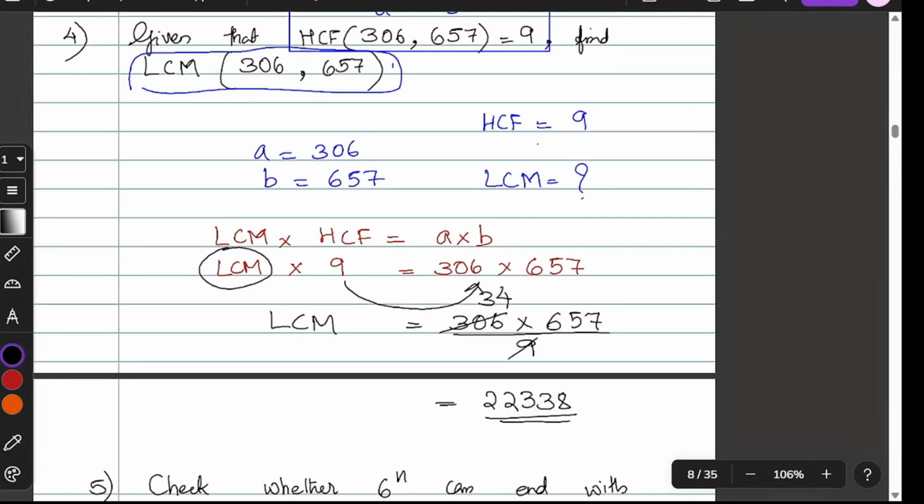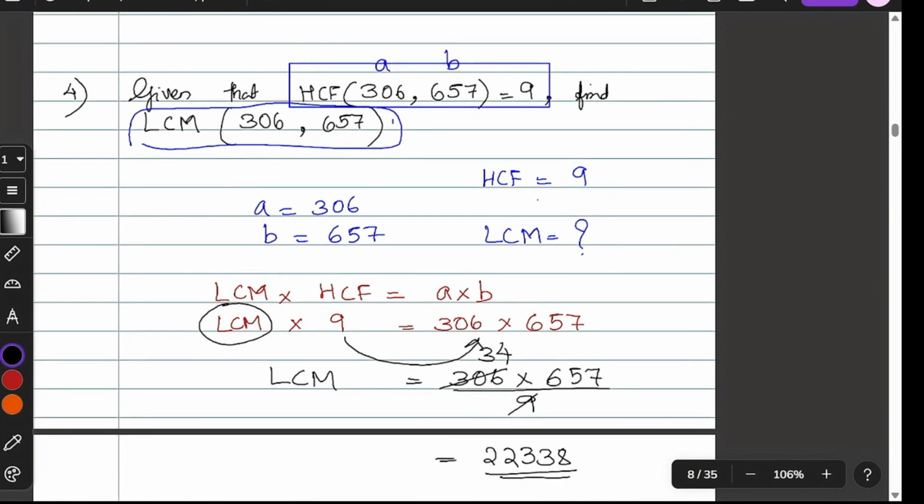Okay, it's clear, right? So what all things we have to include here? We have to write given: A equal to 306 and B equal to 657. What we have to find? To find the LCM of 306 and 657. This is what we have to find here.